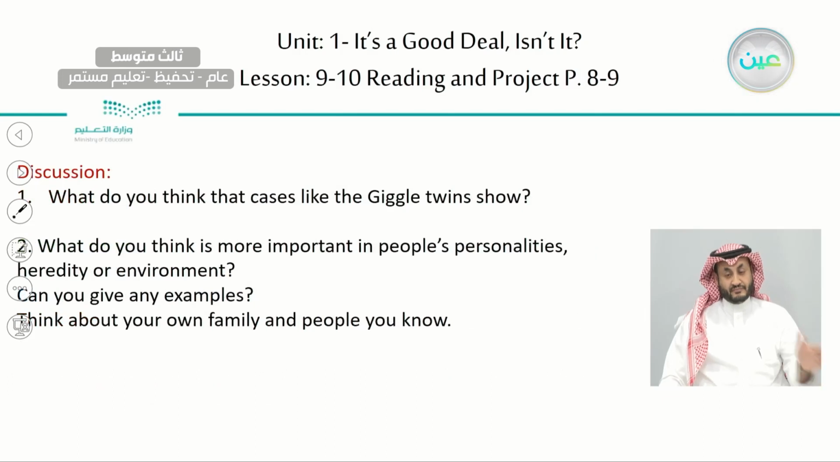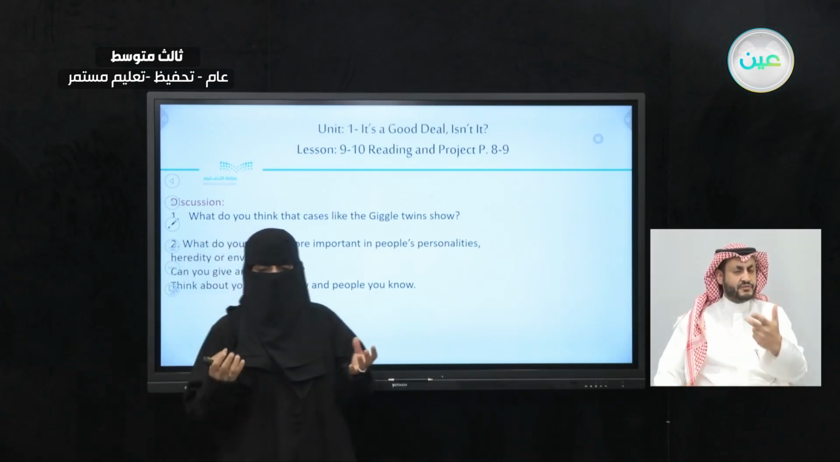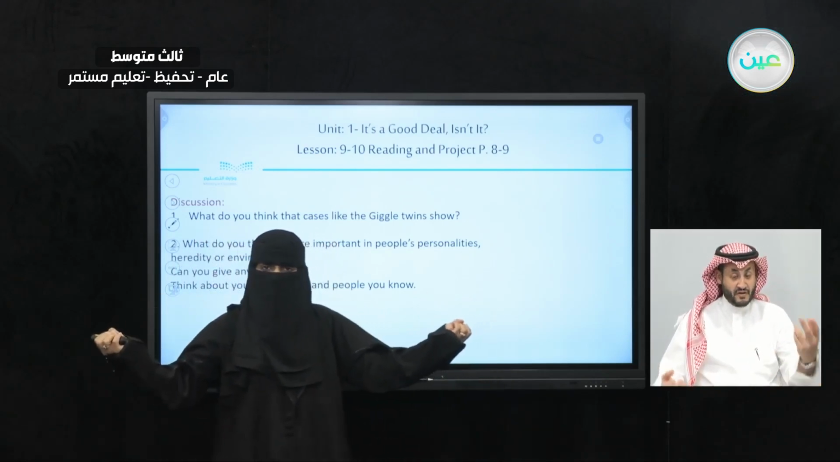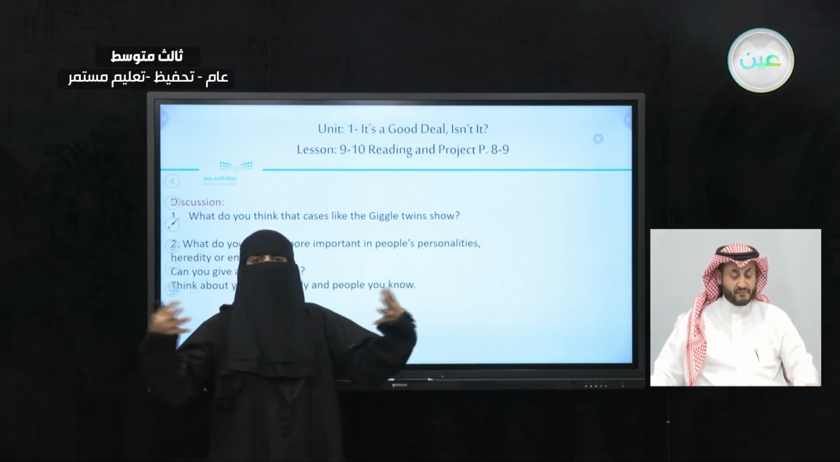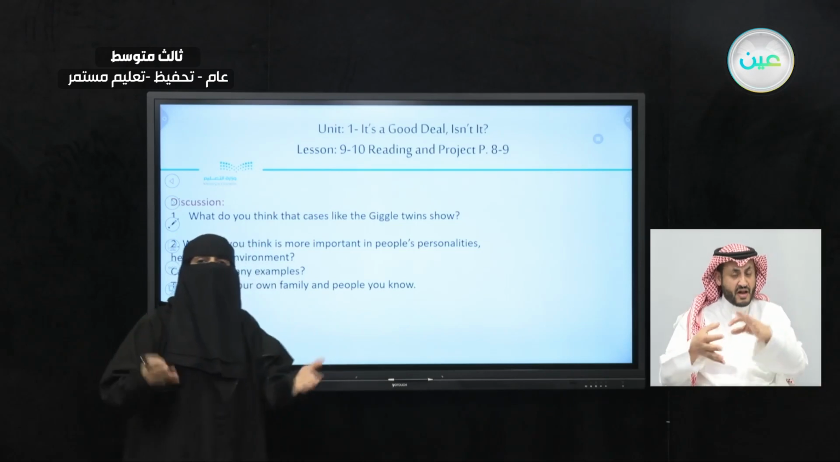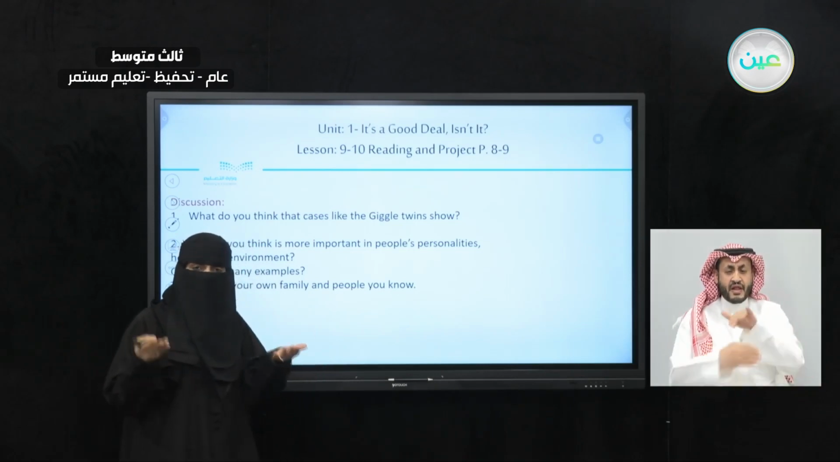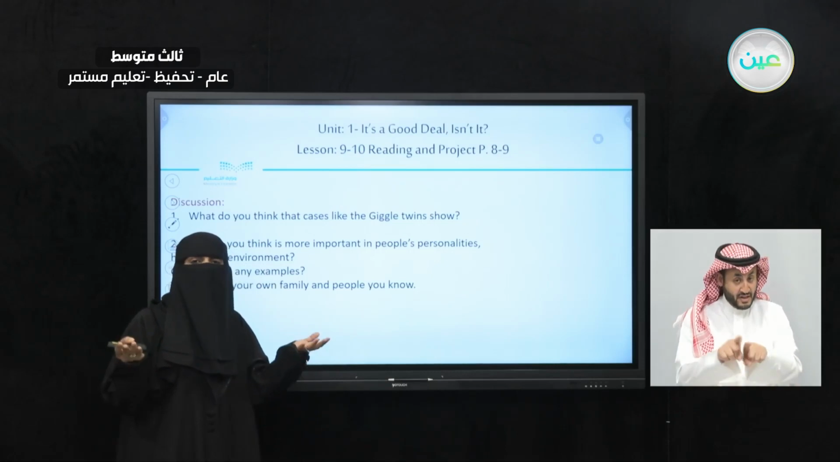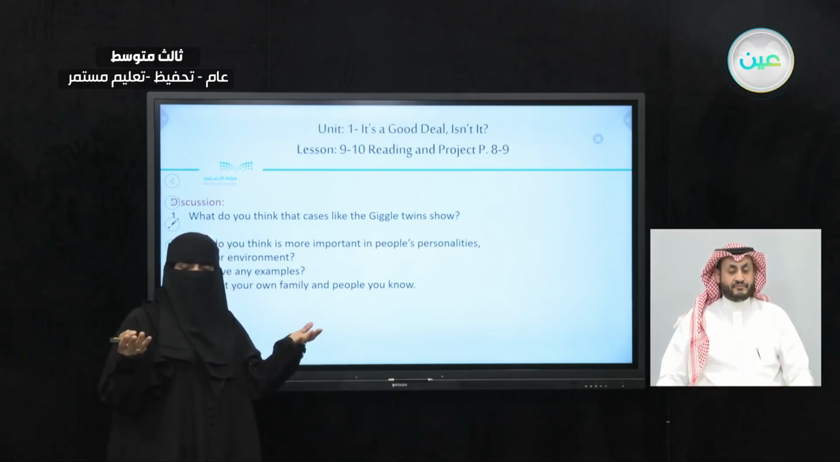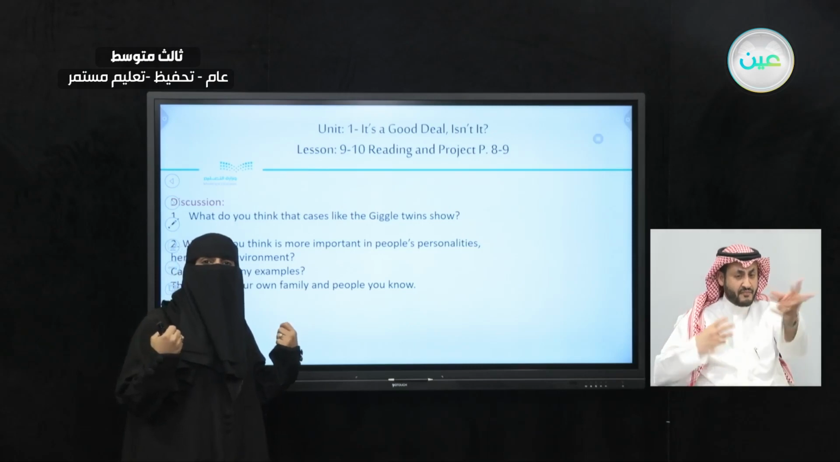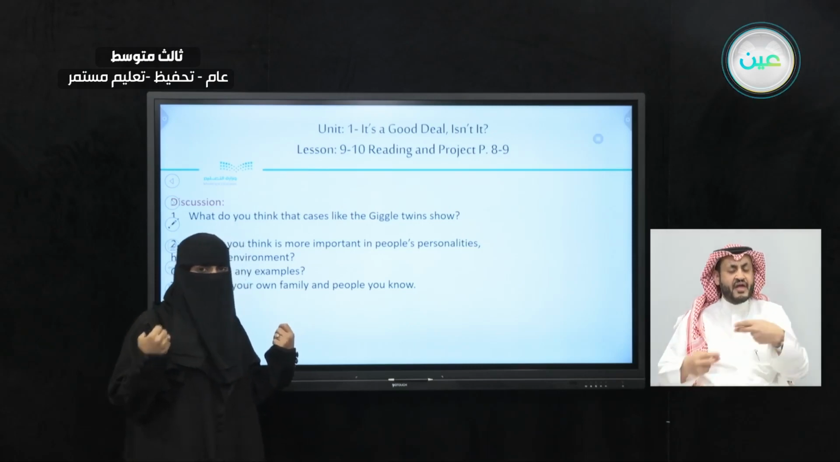Okay? For the discussion, we have many questions. What do you think that cases like the Giggle twins show? When we read about the Giggle twins, what did this show? When they both were raised in different places, right? Well, they showed us a lot of similarities. This message, what does it tell us? It tells us that twins or triplets acquire things from their parents. The heredity, they're an example of heredity, right?